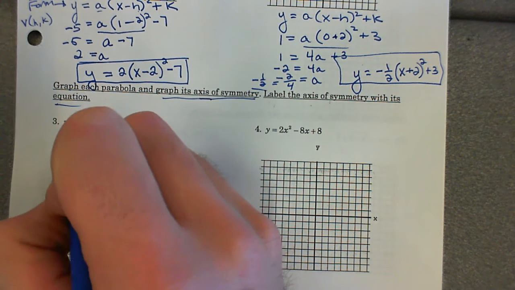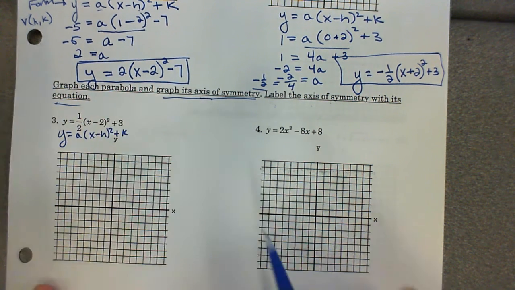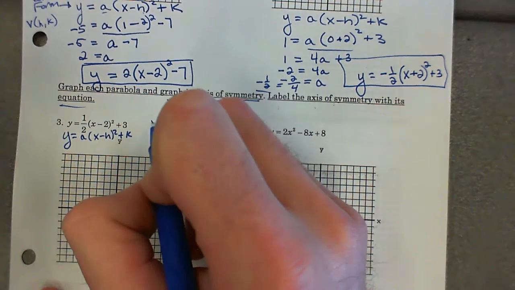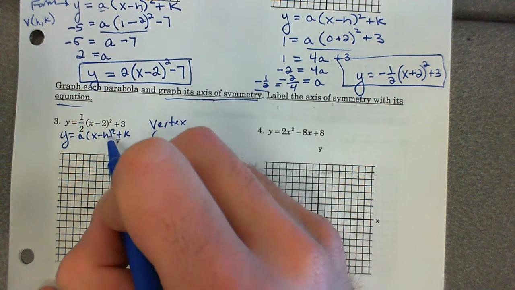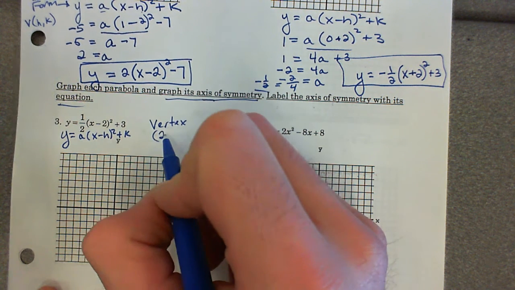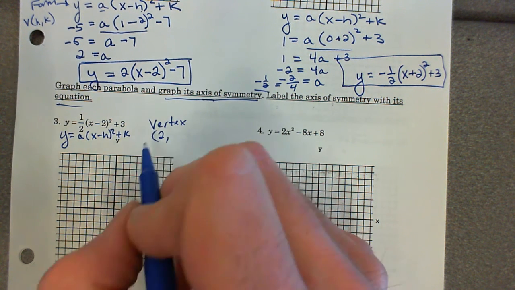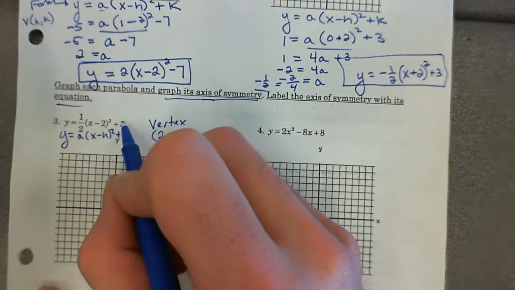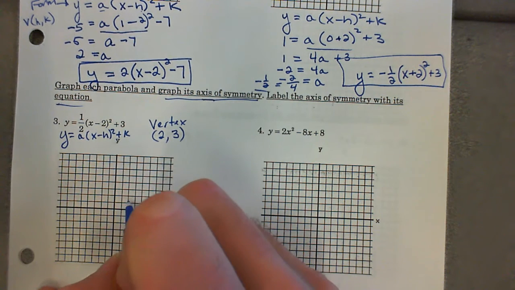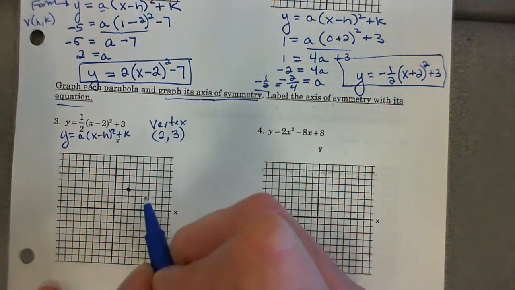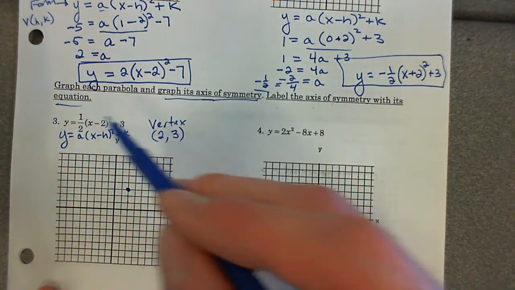So this is y equals a times x minus h squared plus k. This is in vertex form already. So your vertex is the point h comma k. Remember, the x value, the h, is always opposite. The k or the y value is always the same, so your vertex is 2, 3. So there's our vertex. Looks like this thing should be opening up and should be wide since this is a half.